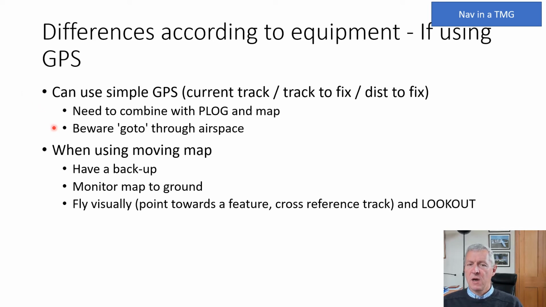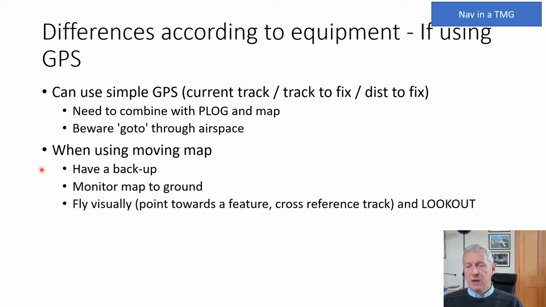Be careful if that's the case. If you do a diversion, for example, and you just go to somewhere else, watch airspace, because that sort of GPS is probably not going to tell you much about the airspace. If we're using a more modern, decent GPS with a moving map, it's very important to have a good backup.